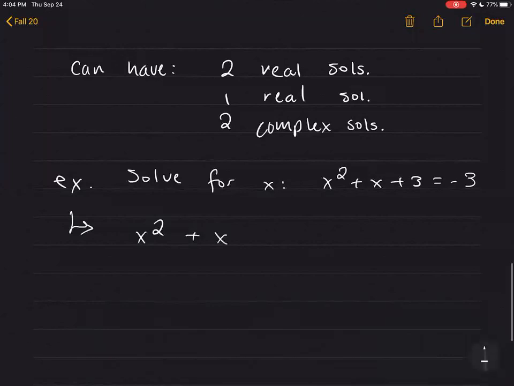And then we're going to add 3 to both sides. We'll get plus 6 equals 0. So here we have a is equal to 1, b is equal to 1, and c is equal to 6.